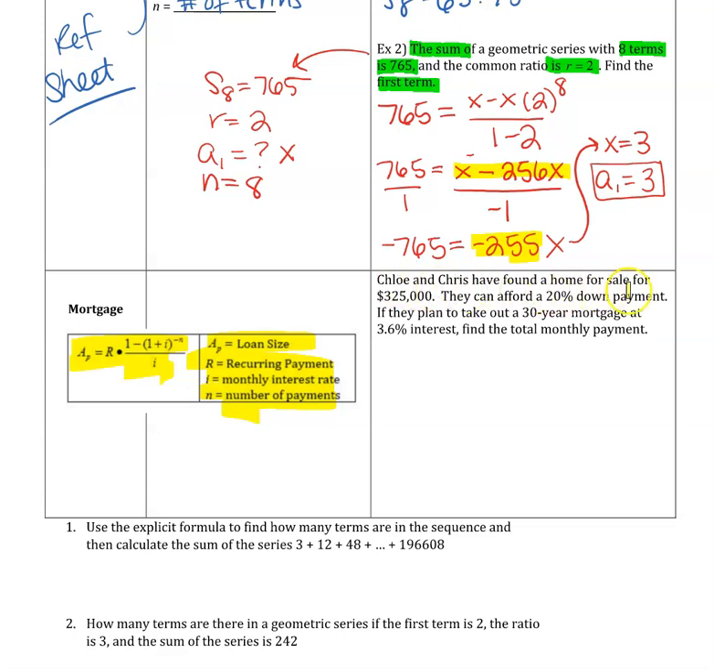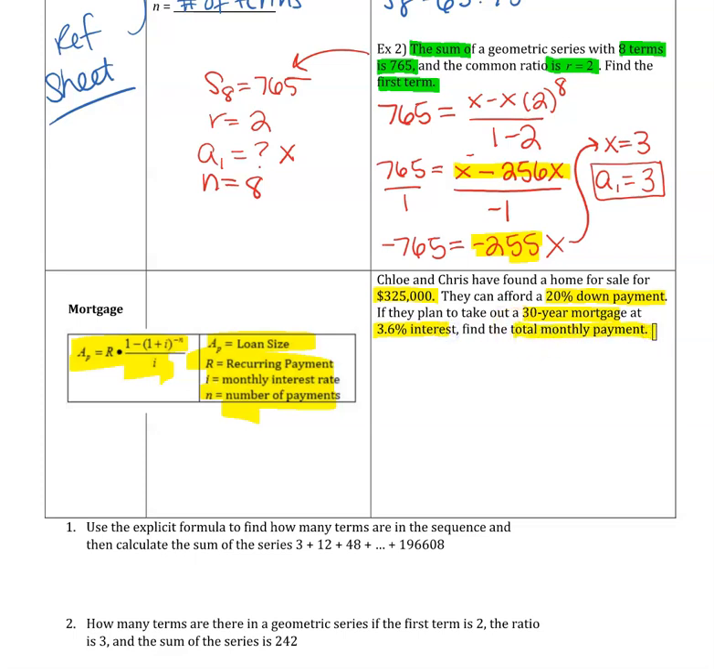Chloe and Chris have found a home for sale for $325,000. They can afford a 20% down payment. If they plan to take out a 30-year mortgage at 3.6% interest, find the total monthly payment.